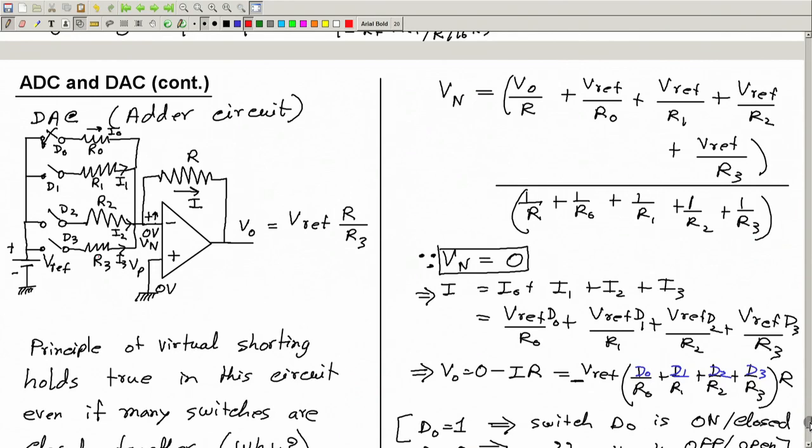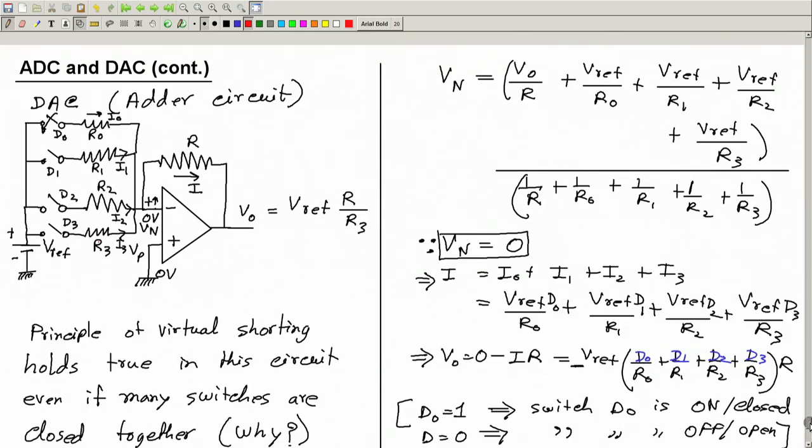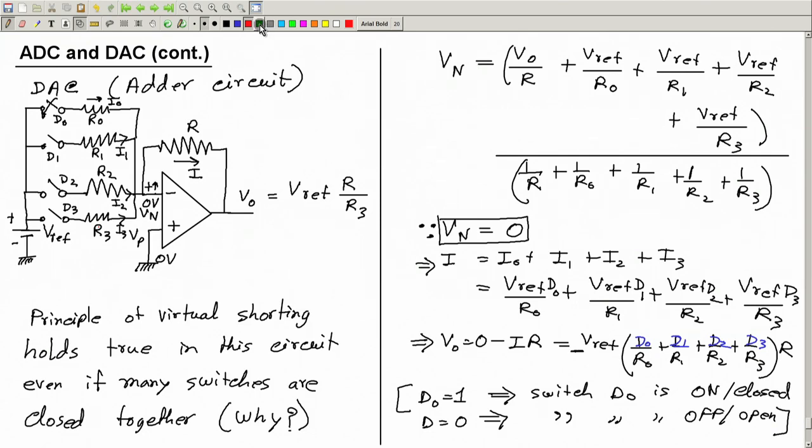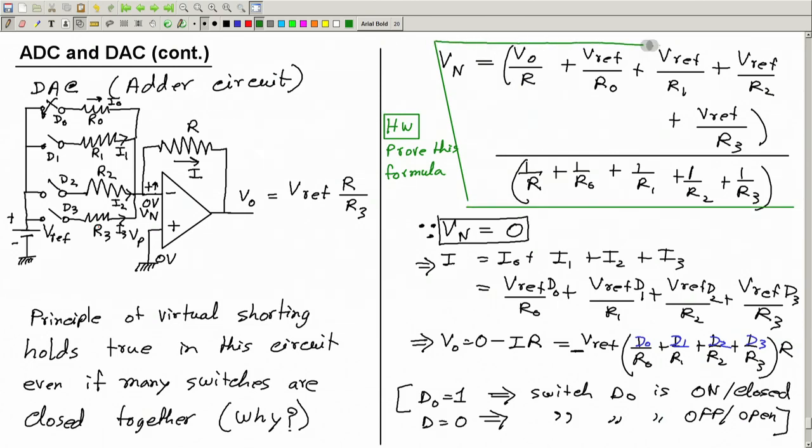Now, let me just give you a small homework, and the homework is: prove this formula. Which formula? This formula. I will just give you a clue. The clue is, you apply the KCL, Kirchhoff's current law, at this point.